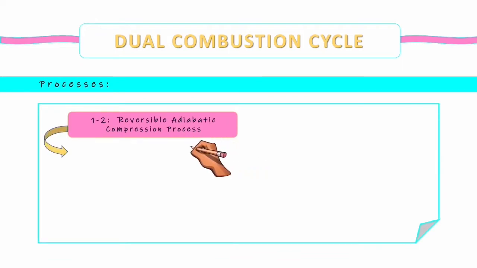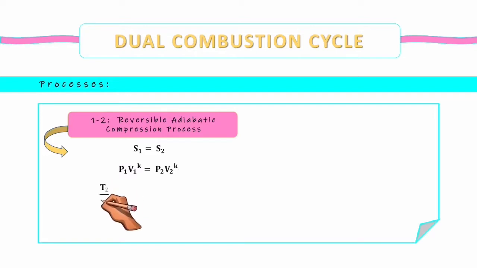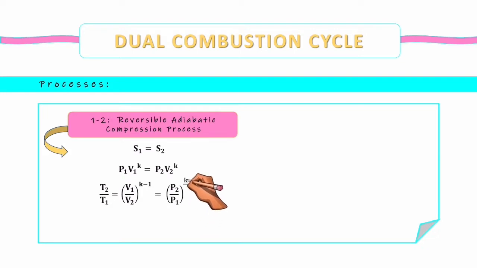Let us now proceed to the detailed analysis of dual combustion cycle. Dual combustion cycle starts with reversible adiabatic compression process. In this process, the entropy at point 1 and 2 is constant, so we can say that S1 equals S2, or P1V1^K equals P2V2^K. We know that the simplified form of P1V1^K equals P2V2^K is T2/T1 = (V1/V2)^(K-1) = (P2/P1)^((K-1)/K).